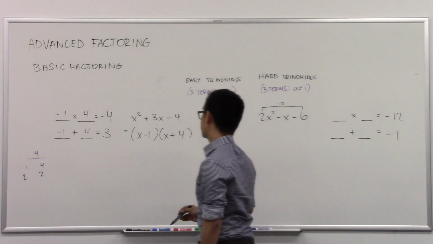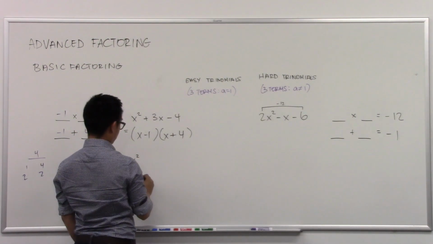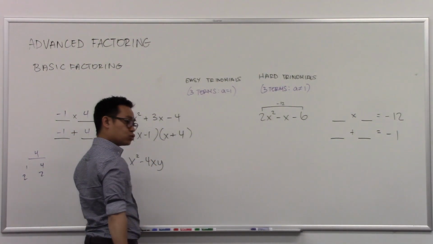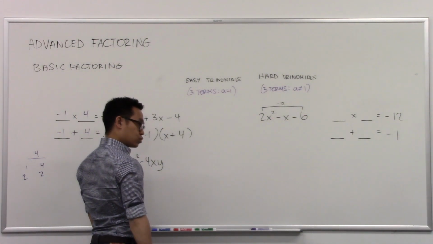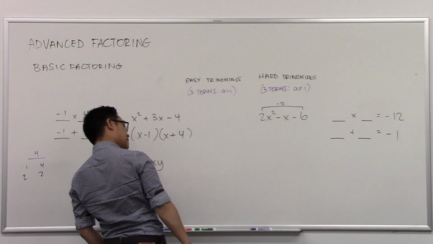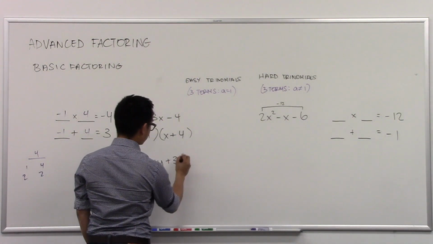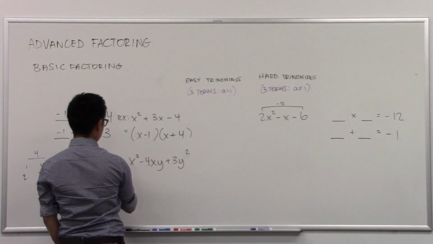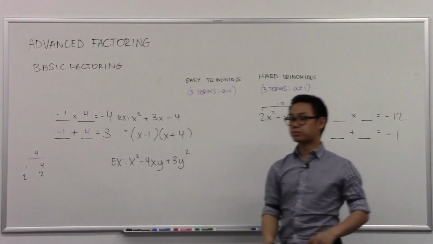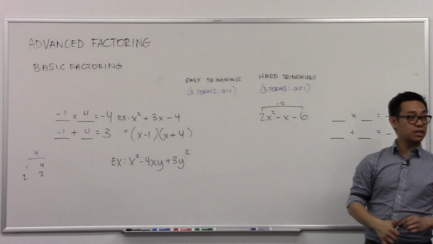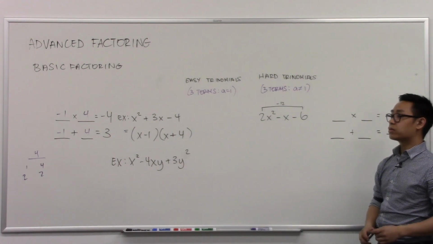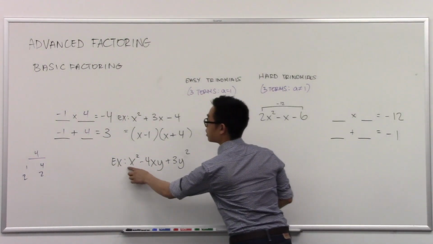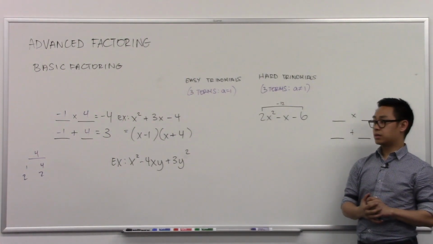If I had, for example, x squared minus 4xy plus 3y squared. So this is an example. This is still a factorable trinomial. Okay? It has 3 terms, and it's still easy because the number at the front is 1.